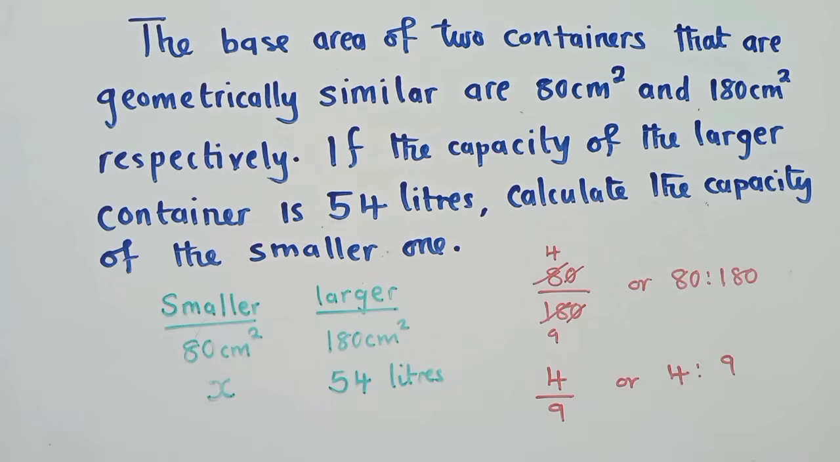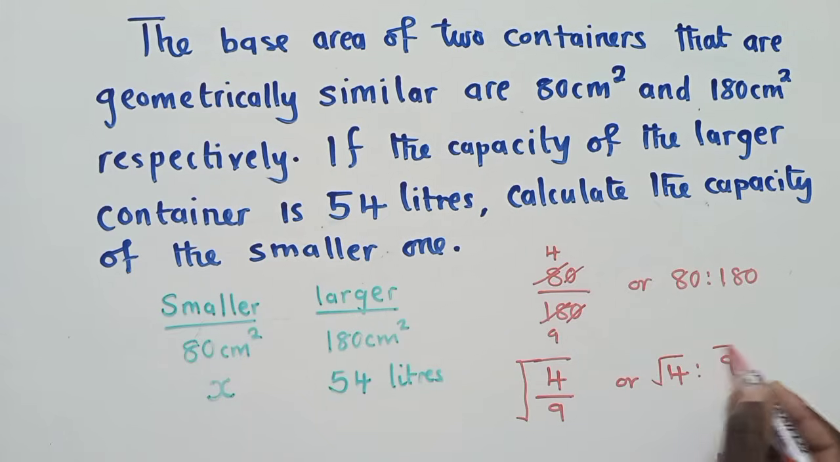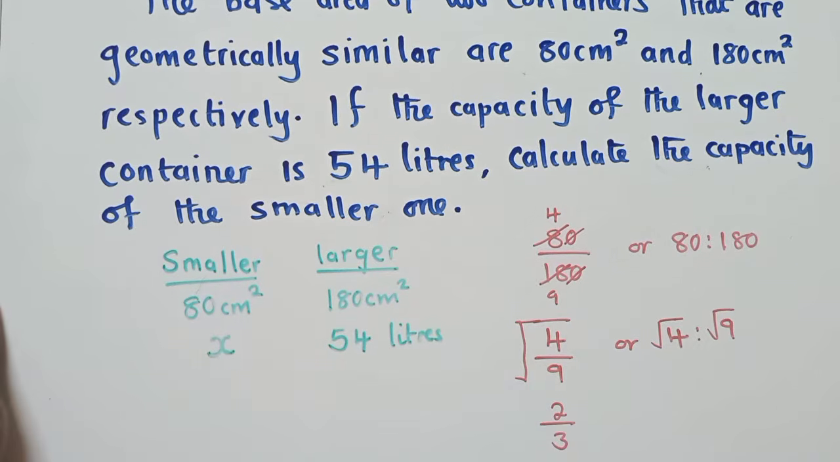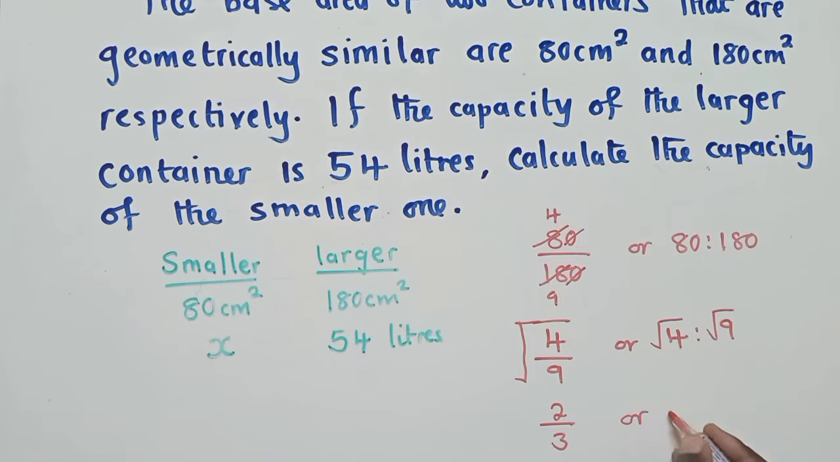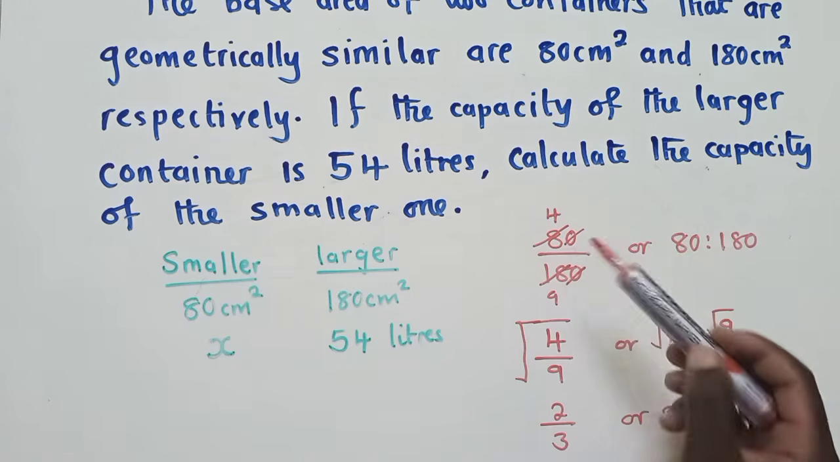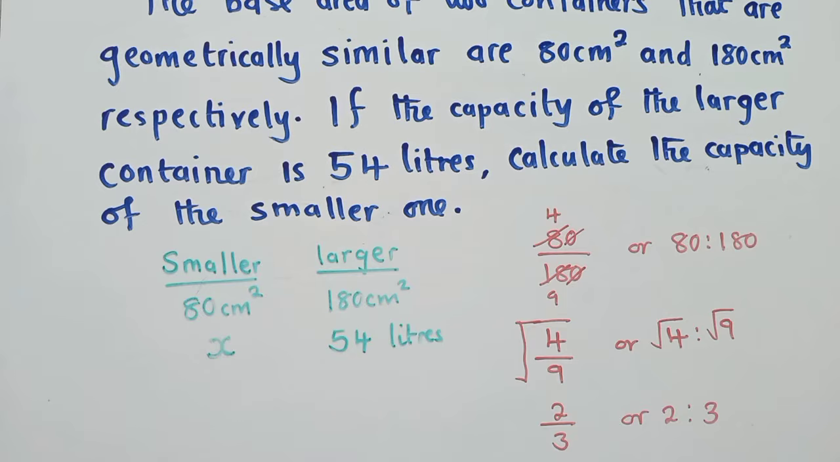Now, from this stage, we take the square root. If you want, you can square root this one on its own, and this one also. Here we are getting 2 over 3. So this is our ratio factor, and we shall say 2 to 3. I'm reminding you, you can move with these steps or these steps; it's just the same. Now maybe the question is, why did I square root here?